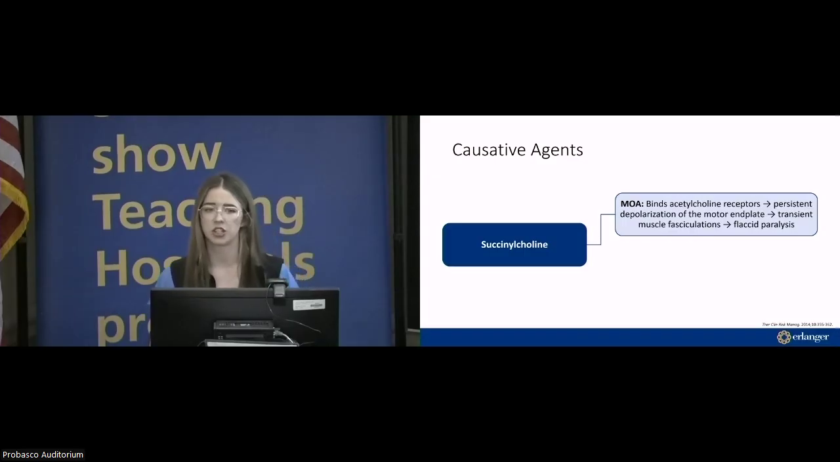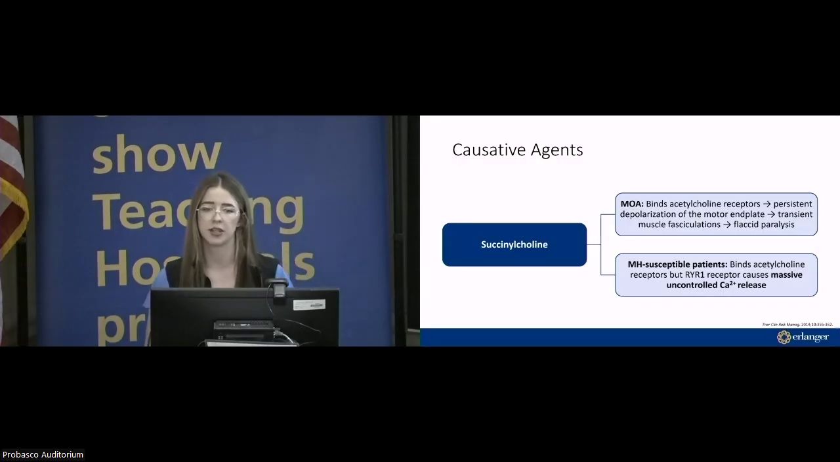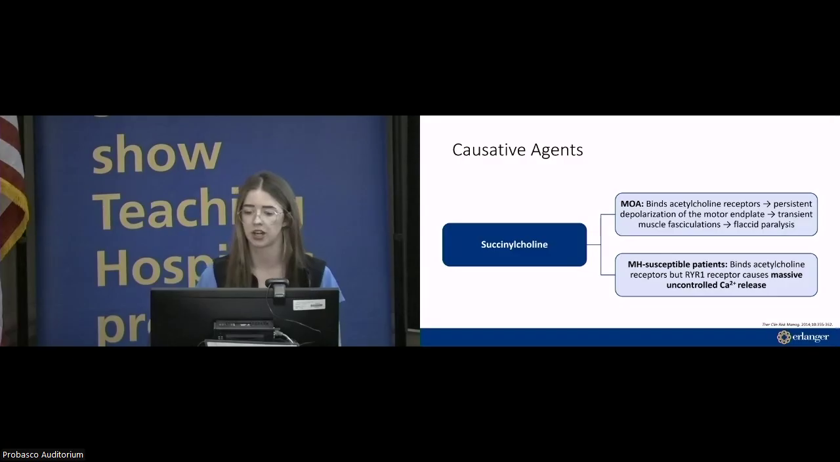Succinylcholine is another major trigger of malignant hyperthermia. Under normal circumstances, it binds acetylcholine receptors, causing transient depolarization and fasciculations followed by paralysis. In malignant hyperthermia susceptible patients, the depolarization also activates the dysfunctional RYR1 receptor, leading to massive uncontrolled calcium release.